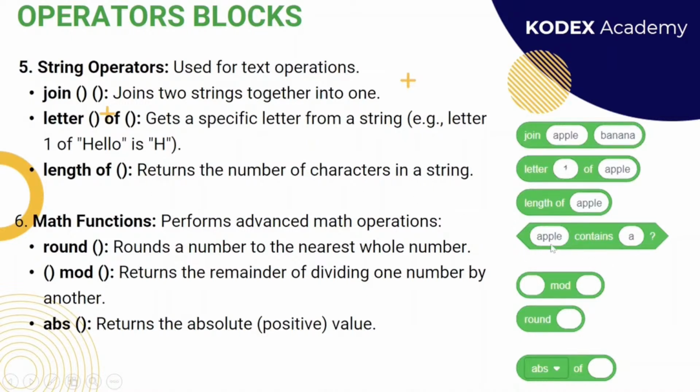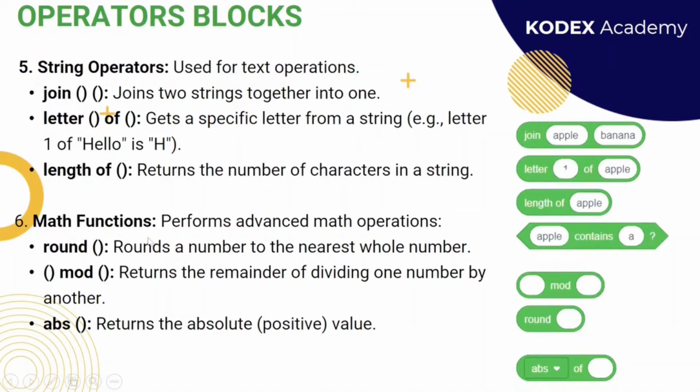Now the next one is apple contains A. It means you can make a condition on whether your string has a specific letter or not, and on that basis you will get the result by segregating your required content from the different text. So you can filter out your required text from the different text. This is the main purpose of the string operators.